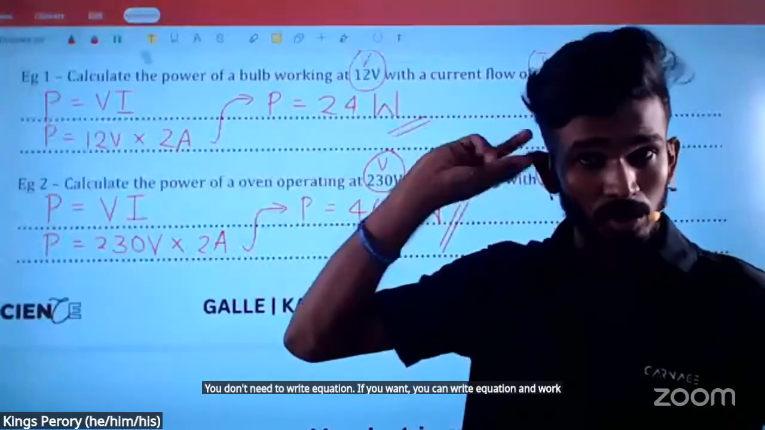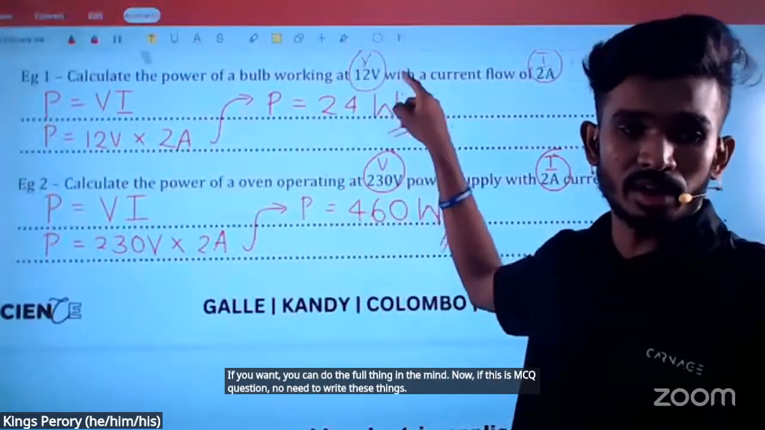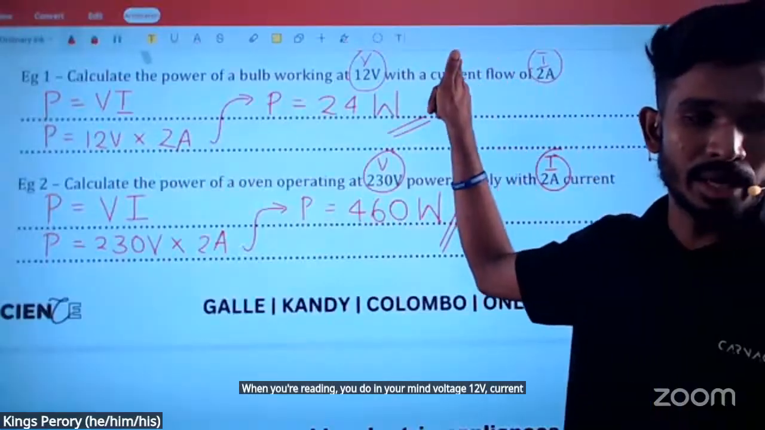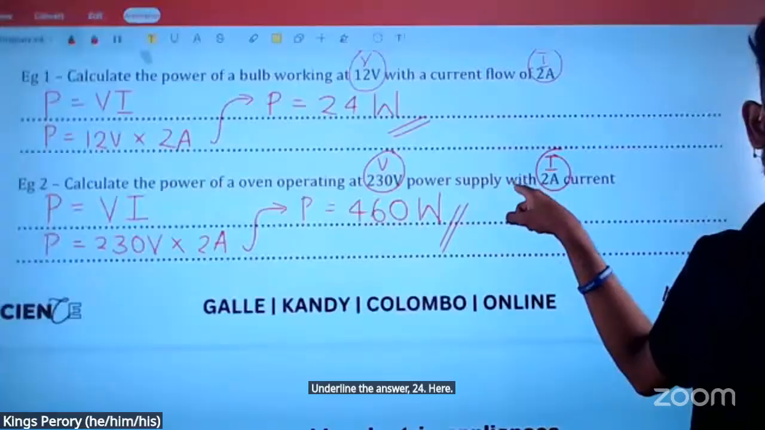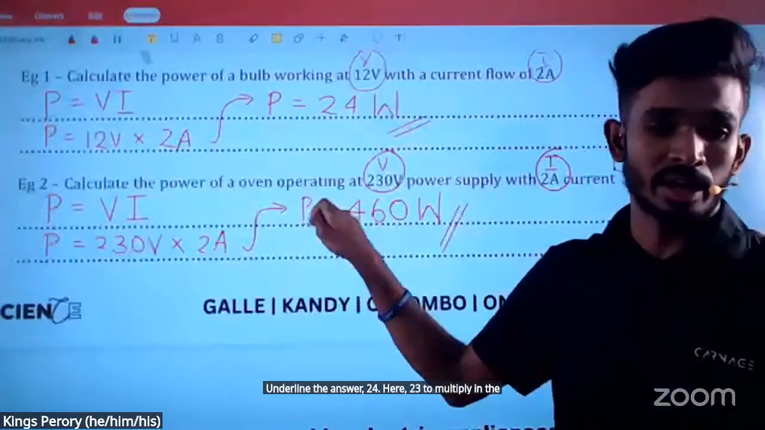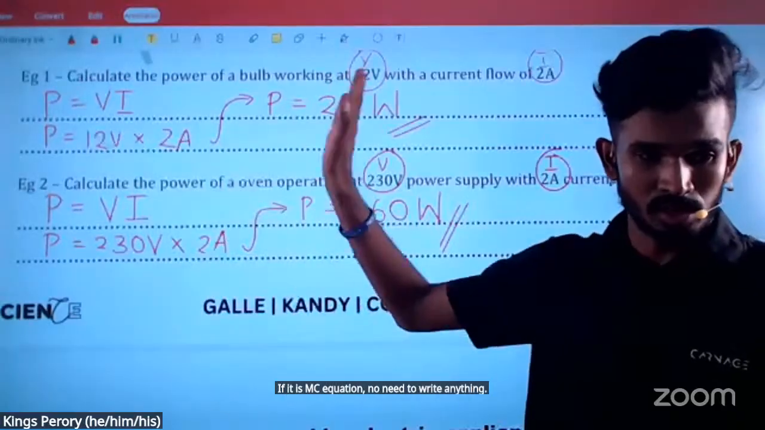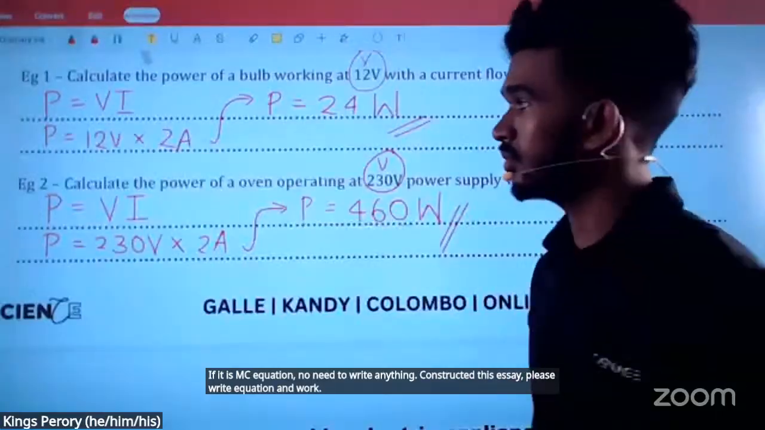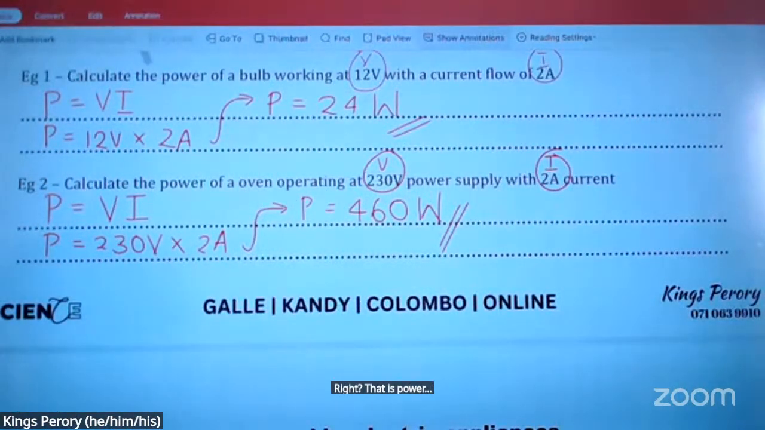If you want, you can do the full thing in the mind. If this is an MCQ question, no need to write these things. When you're reading, you do it in your mind. Voltage 12 volt, current 2 ampere, multiply in the mind, 24. Underline the answer 24. Here 230, 2, multiply in the mind, 460. Underline the answer 460. If it is an MCQ question, no need to write anything. In structured questions, please write the equation and work. That is power.